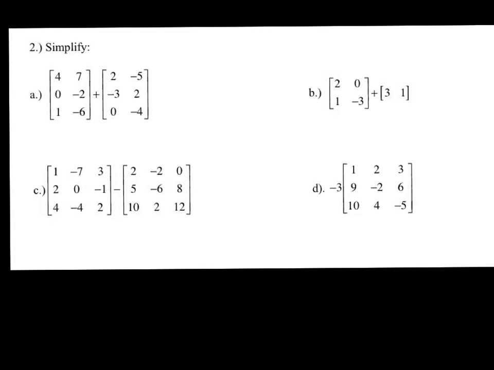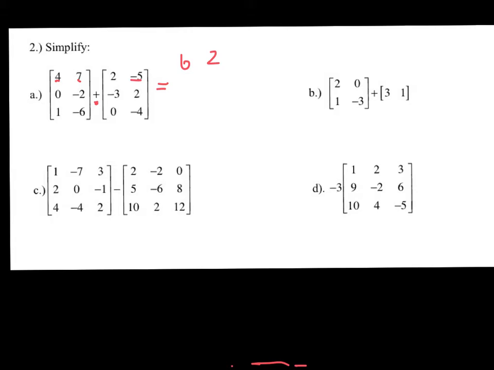Okay, so just like when your matrices are equal, your entries correspond with each other. When you're adding and subtracting, you want to keep the entries that correspond with each other together as well. So if you're looking at letter A, and it wants us to add these two matrices, you're just going to go spot by spot, and if you have two 3x2 matrices, you're going to end up with a 3x2 matrix. So 4 plus 2 equals 6. 7 plus -5 is 2. And you keep going from spot to spot.